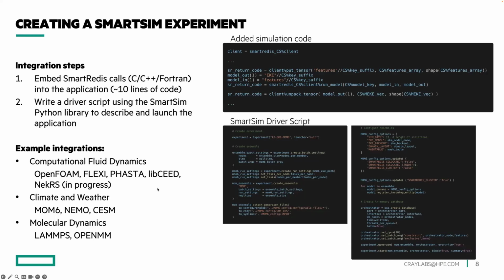We have example integrations. In CFD, we have many. We have integrations with OpenFOAM, Flexi, FASTA, libseed, and we're working on NACRS. We have examples with weather, MOM6, NEMO, CSM. And we have examples with molecular dynamics, LAMMPS, and OpenMM. And we are always open to developing a new integration if any user is interested in that.